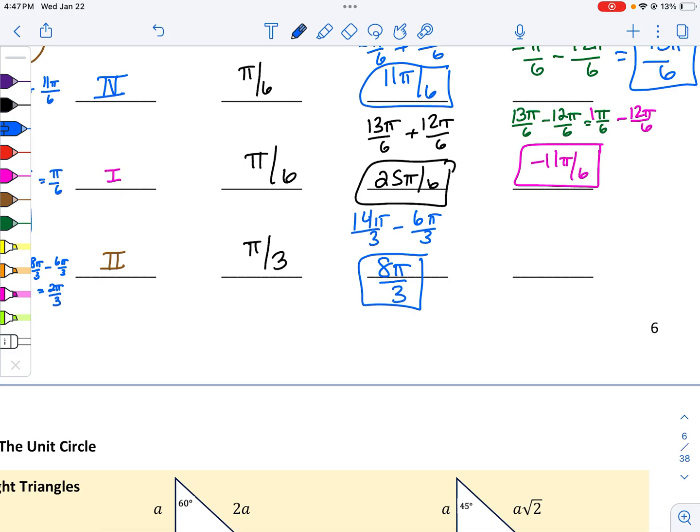Okay, I also could take that 14 pi over 3 and I can add 6 pi over 3, which gives me 20 pi over 3. Either of those are examples of positive coterminal angles because the angles end up being positive. So even though I subtracted here, that still gives me a positive angle. Okay, so I can use that one or I could use 20 pi over 3.